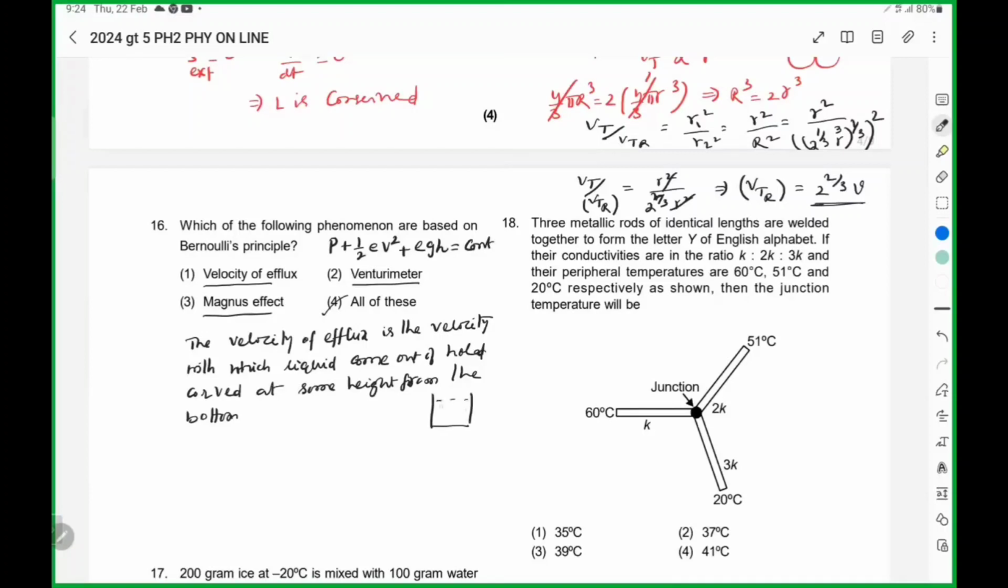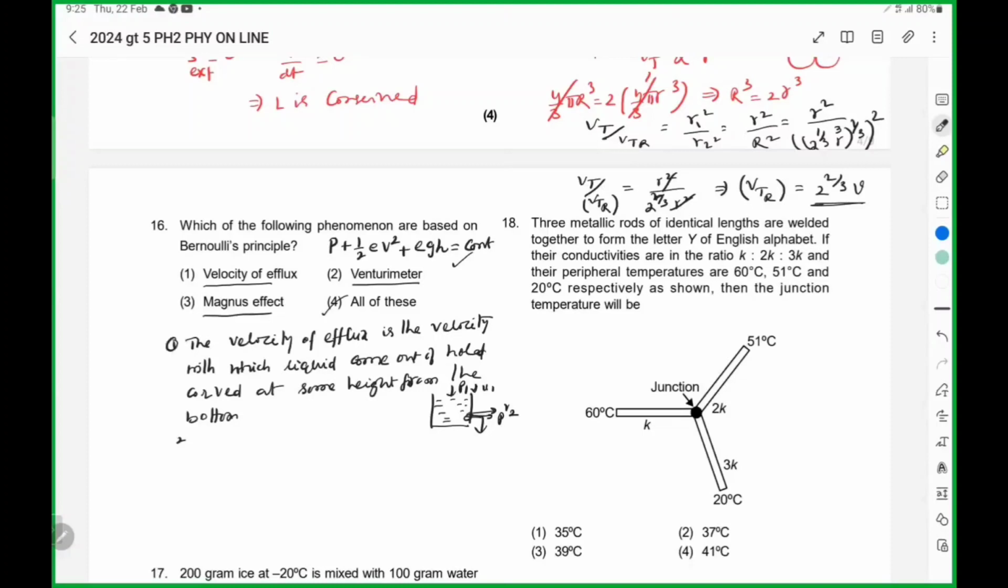Here, when water is coming out of this, there will be atmospheric pressure, entering with v1 velocity. Here pressure, here it comes out with velocity v2, and the liquid levels are at different heights. By using this, we can find the velocity of efflux.